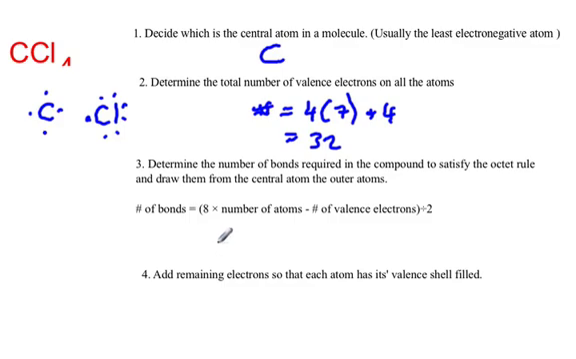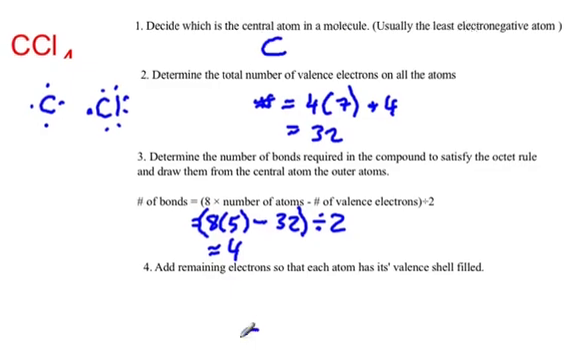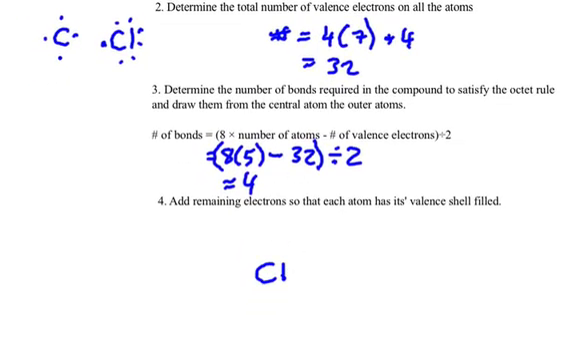Now we have to determine the number of bonds that we're going to need in order to make this molecule stable. And the way we figure this out is it's going to be 8 times the number of atoms, which is 5, because remember it's CCl4, and we're going to subtract the number of valence electrons, which is 32, and divide that number by 2. So this is 40 minus 32, which is 8, divided by 2 is 4. So we're going to have 4 bonds. And so what we're going to do now is draw our central atom with 4 bonds attached to it.